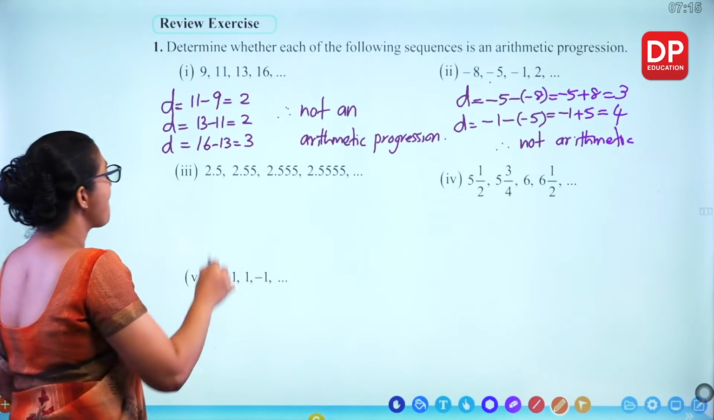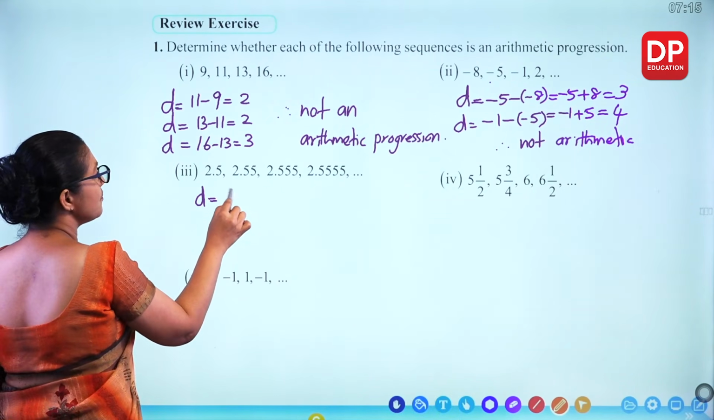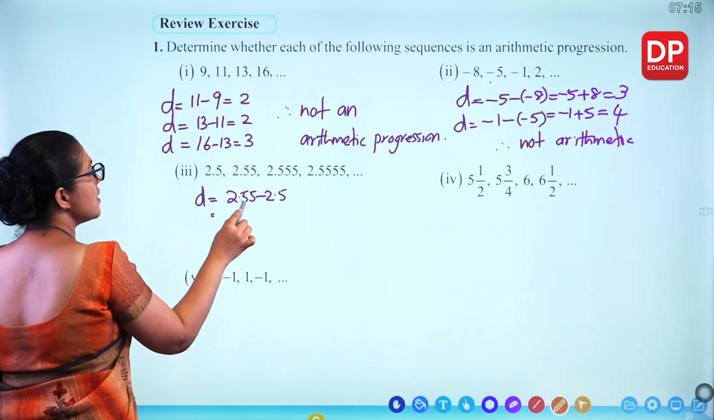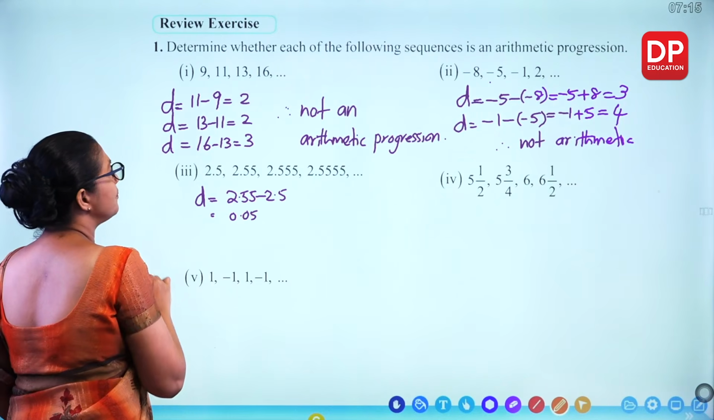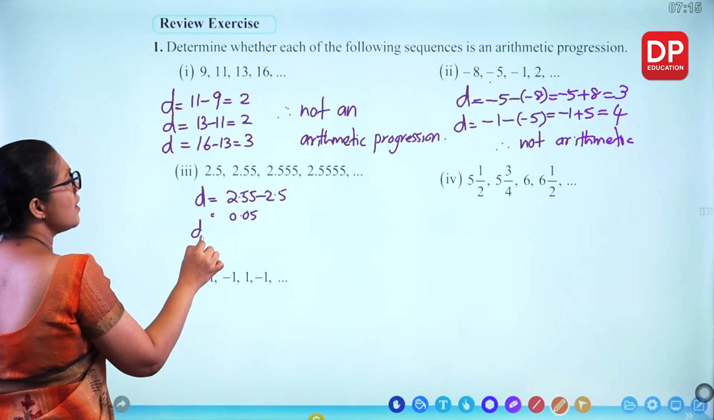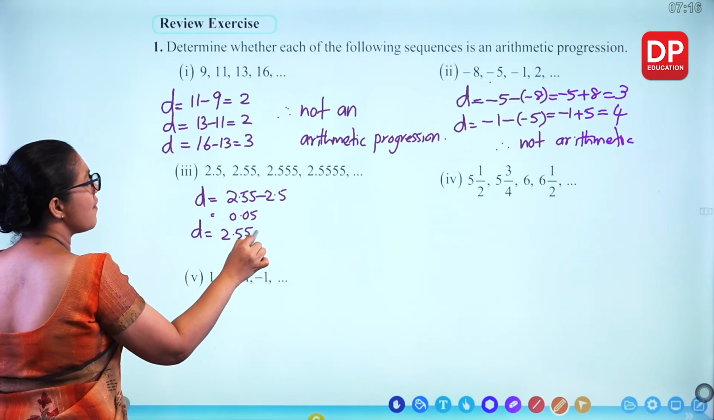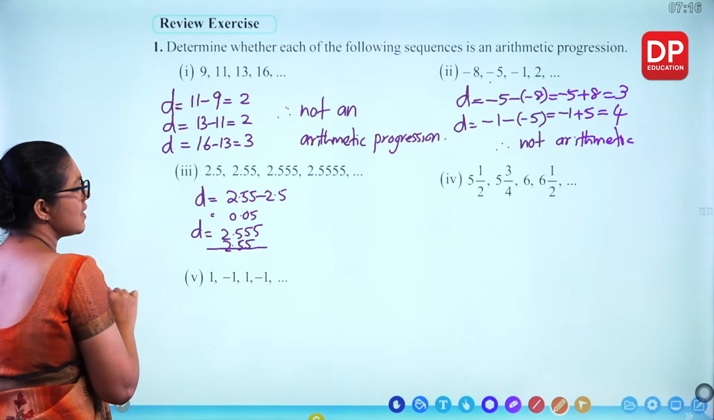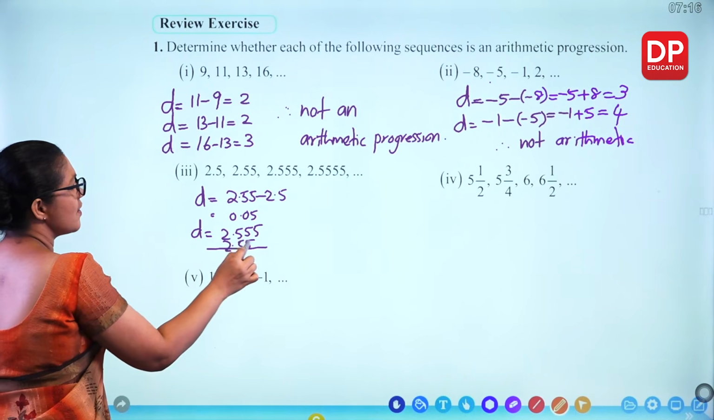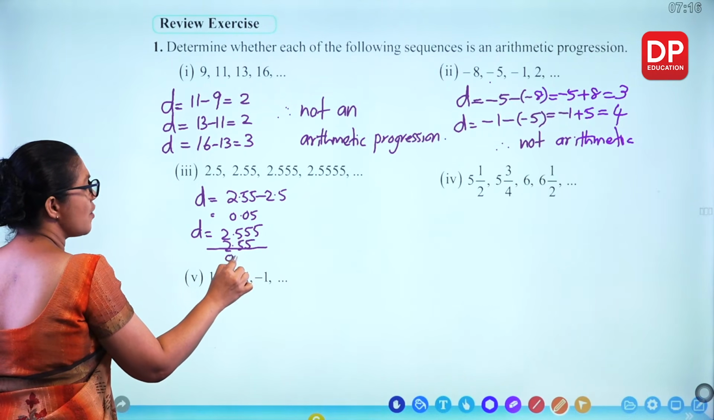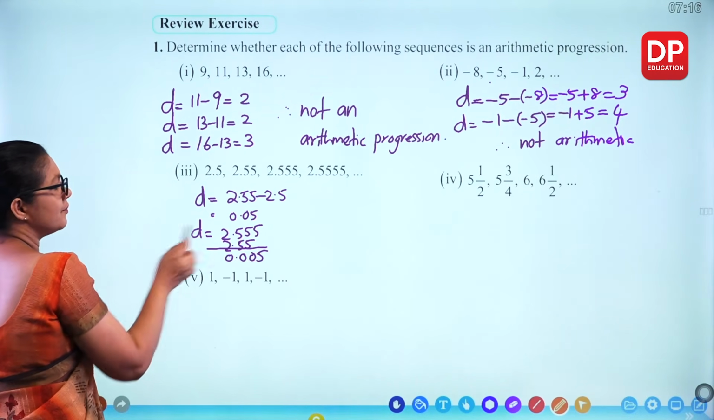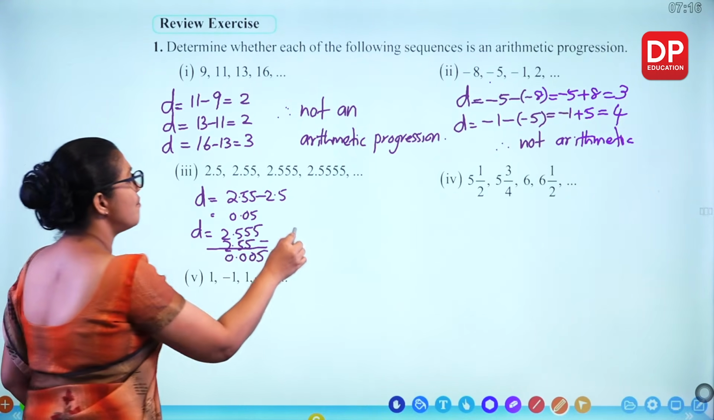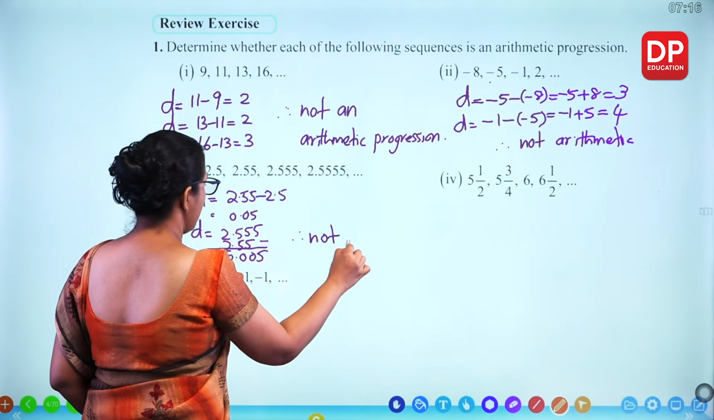This one, what's the difference? 2.55 minus 2.5. You get 0.05. Then the next one, 2.555 minus 2.55. What's the difference? You get 0.005. So these two are not the same, not arithmetic.